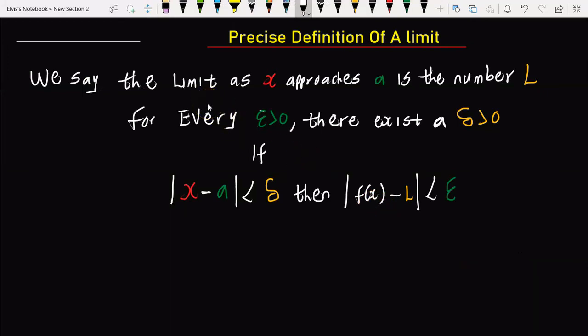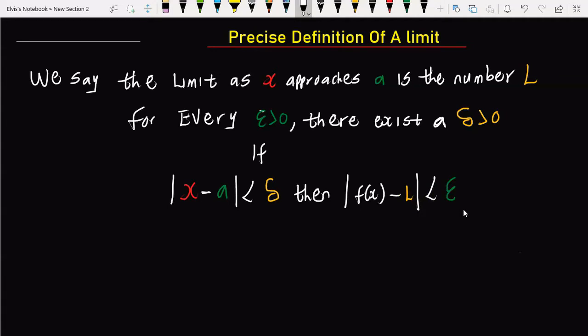In this lesson, we are going to discuss the precise definition of a limit. We say the limit as s approaches a is the number L. For every epsilon greater than 0, there exists a delta greater than 0. If the absolute value of s minus a, which is the distance between s and a, is less than delta, then the absolute value of f of s minus L, which is the distance between the function and the limit, is less than epsilon. Now, what do we mean by this?